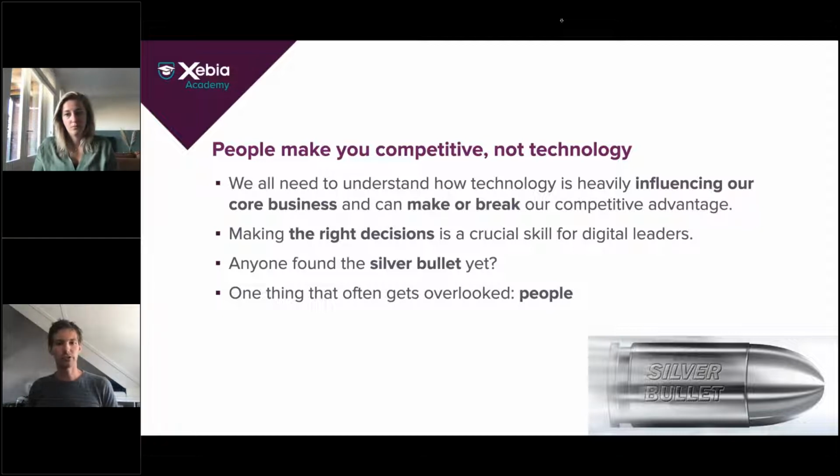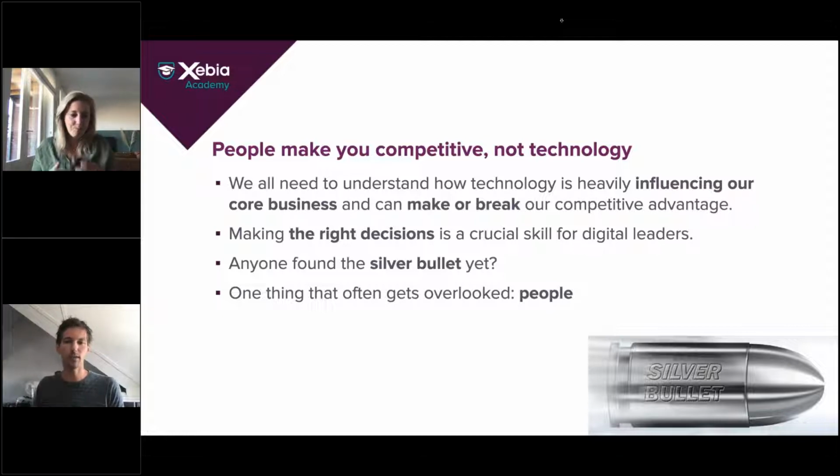There's a lot of pressure on digital leaders at every level of the organization to make the right decisions. And there's a lot to choose from. Do you need to go to the cloud? Do you need to start to use voice technology, IoT, or whatever? But has anyone found the silver bullet yet? Has anyone found that single technology that helps you to gain competitive advantage because you've changed your core business for the better?